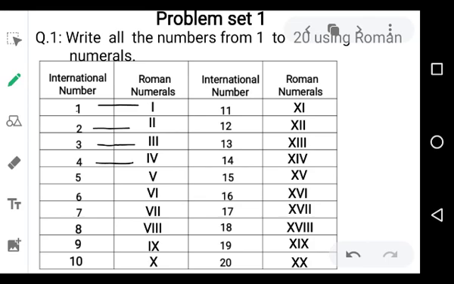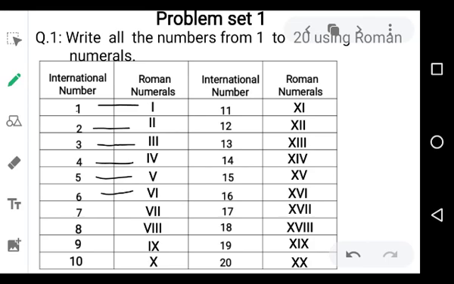5 is written as V. 6 is 5 plus 1. Whatever we have to add to 5, we have to write on the right, because 5 is the greater digit and the smaller digit will be on the right. And we will add it, and it is going to be 6. So 6 is V and I on the right.